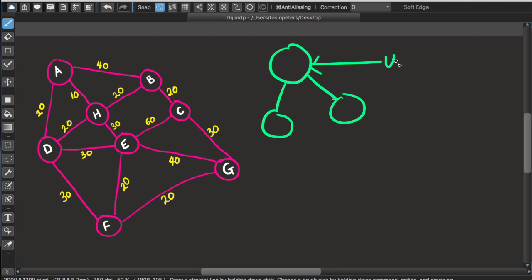This is what we call a vertex, okay? And this is an edge. I'm saying this because I'm going to be using these terms a lot in this video.